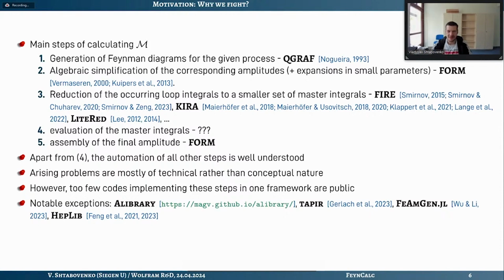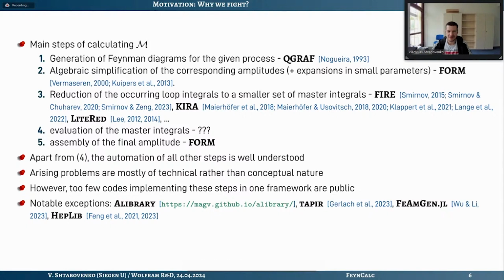The next step is to do the algebraic simplifications of the corresponding amplitudes. What people usually use here is a symbolic manipulation system called FORM, written by Vermaseren, who is also a particle physicist. And then once you do the simplifications, you can extract the integrals that appear in your calculation.